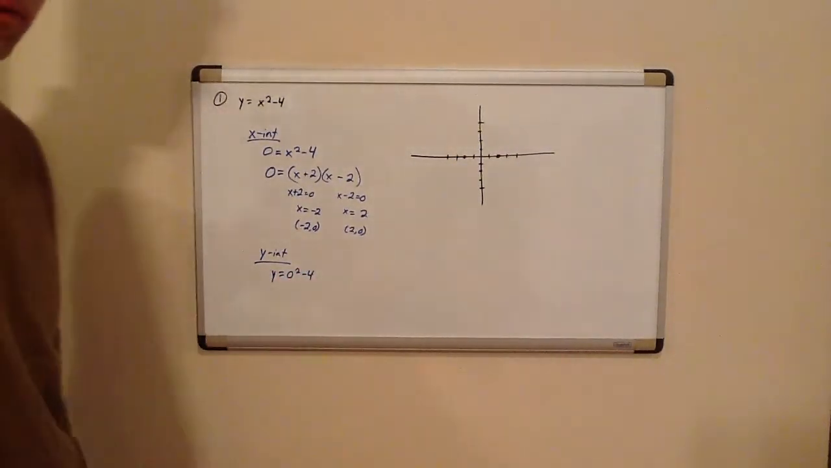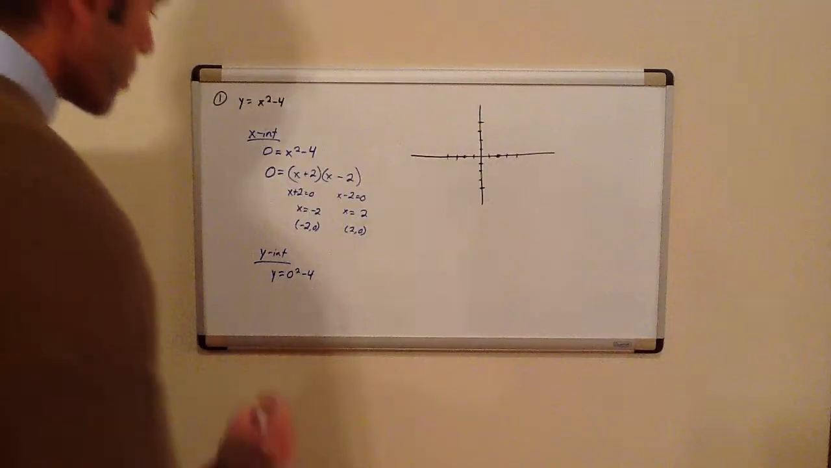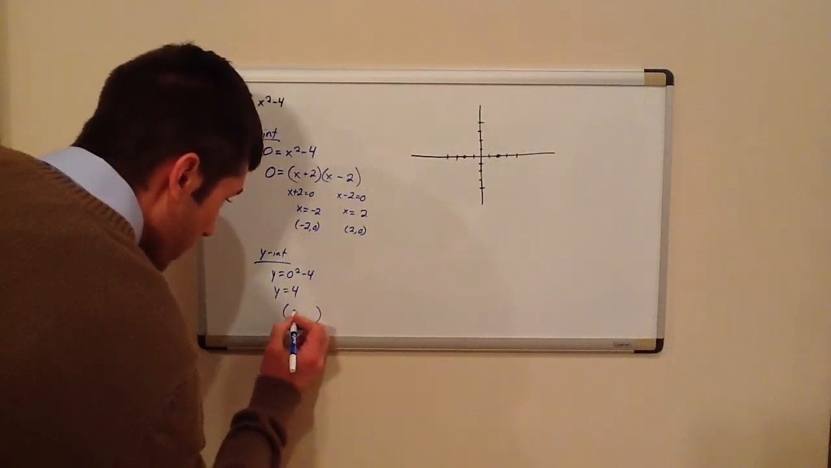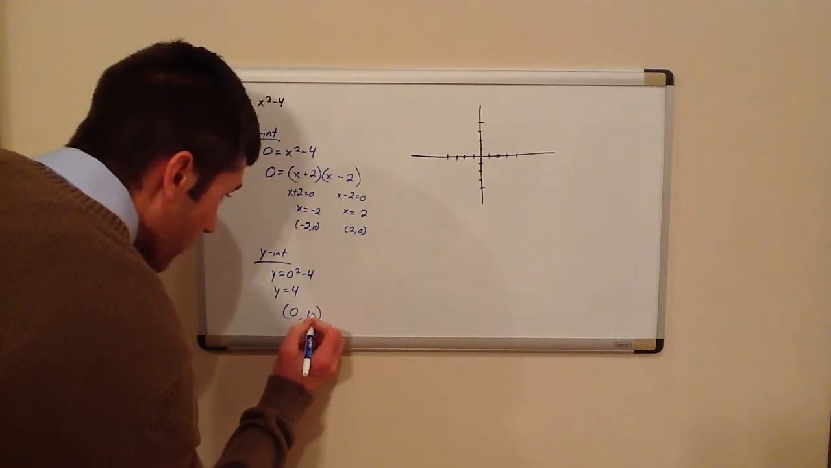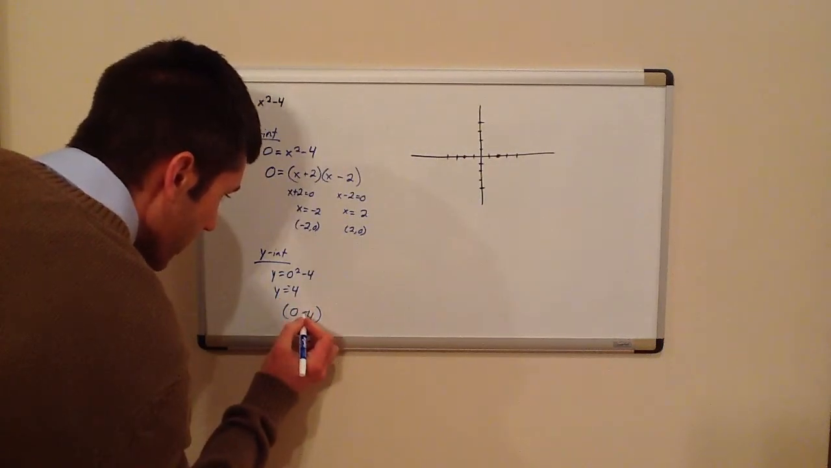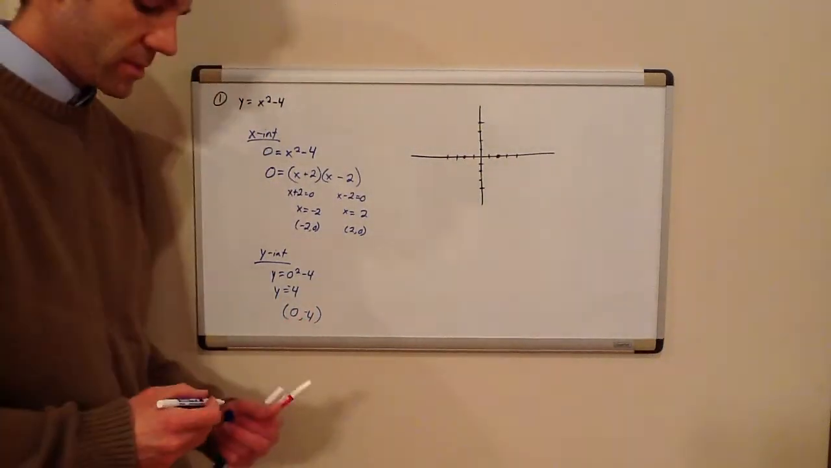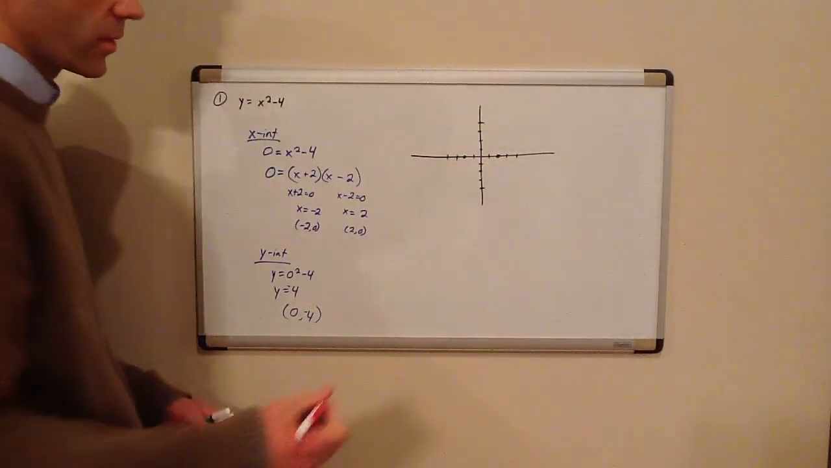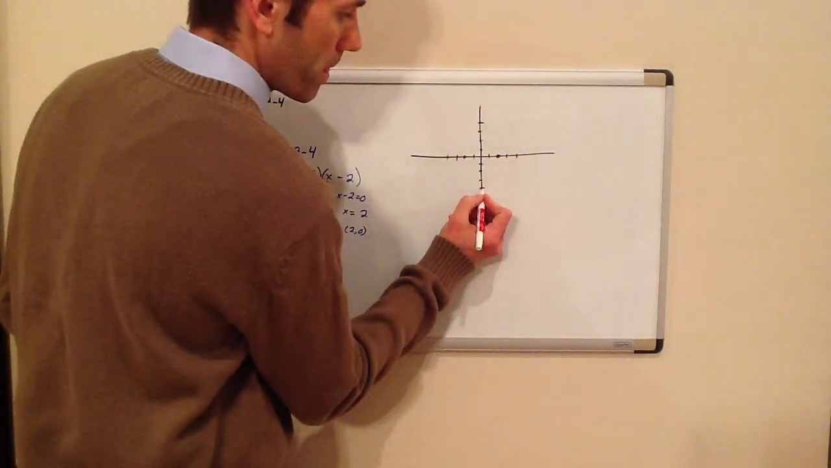I think you can kind of figure that one out. You're smart. So we end up with Y equals, oops, I'm sorry, -4. My bad. -4. 0, comma, -4. So we have a Y-intercept at 0, -4. There we go.